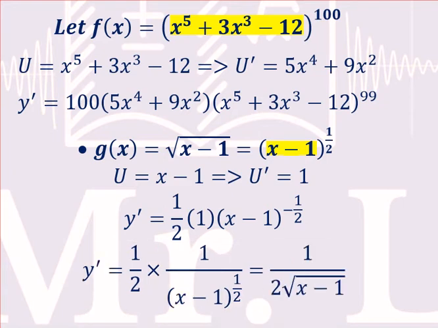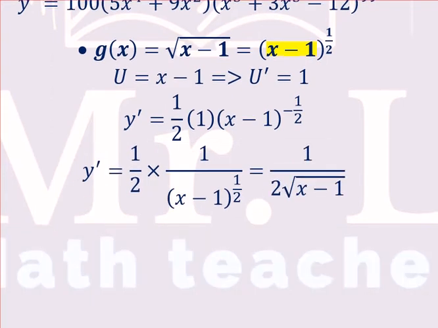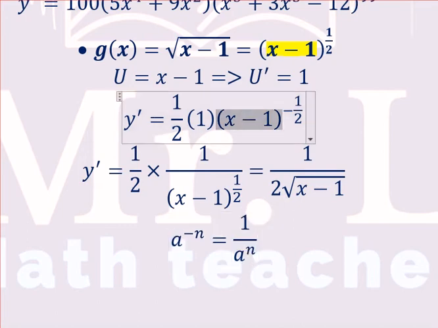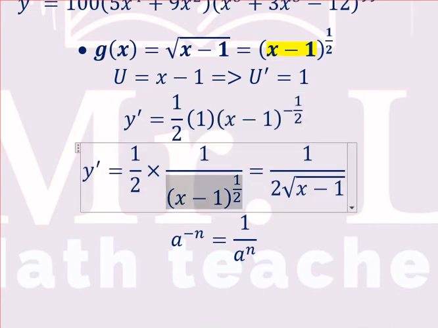Also guys, pay attention that here I used the fact that 1 over a power negative n is equal to a power n. And for this reason guys, as you see, I moved x minus 1 to the power negative half to the denominator, and I changed the sign of the exponent, negative half.